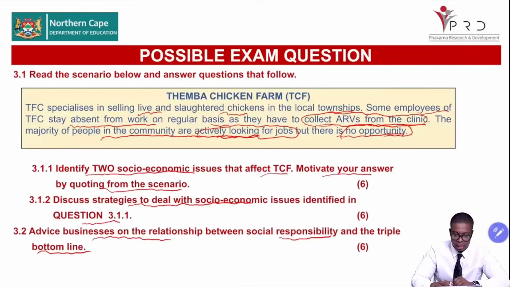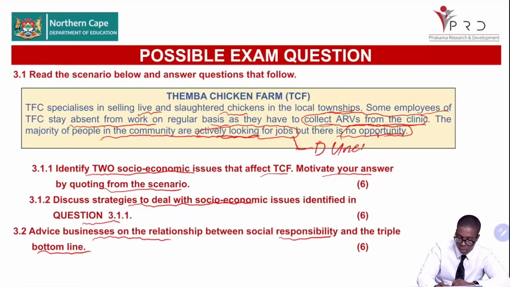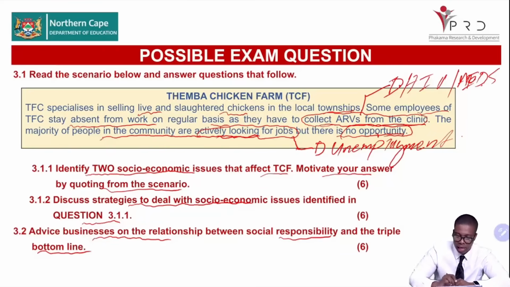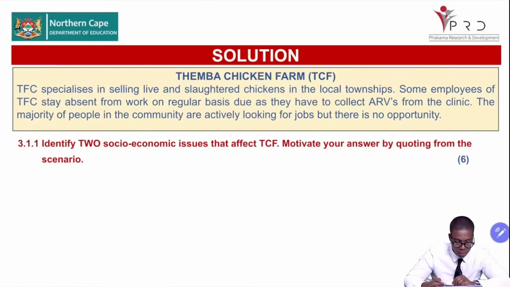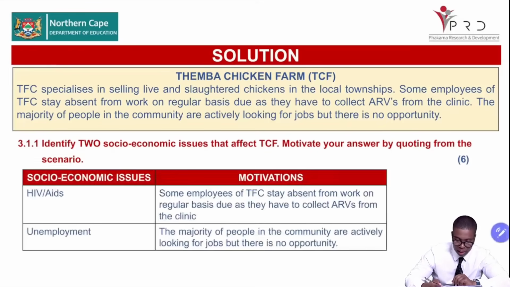Now, when you check that already, because people are looking for jobs but there is no opportunity, it then talks to what? It talks to unemployment. It talks to unemployment as a socio-economic issue. And then when you see the issue of collecting ARVs, then it talks to what? HIV and AIDS. As a what now? As a socio-economic issue. Now, let's proceed and look into it to see, was I correct with that analysis?